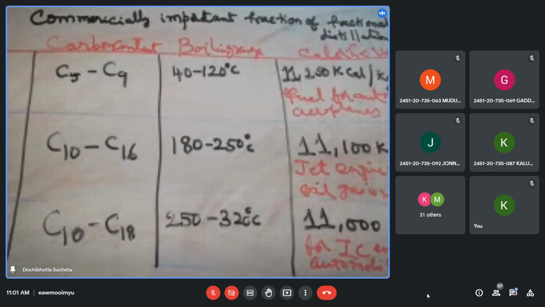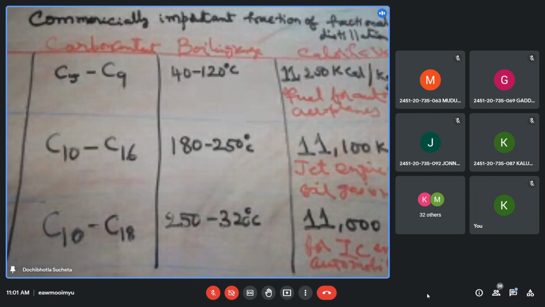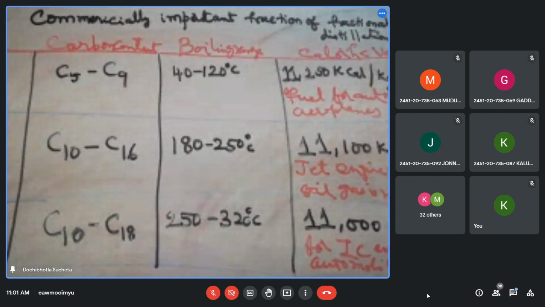Now I'll move to the next very, very important topic, that is cracking. Before I start explaining cracking and what was seen in the video, I have to tell you certain points. The petrol we get from fractional distillation of crude oil or petroleum is not at all sufficient for our applications. It caters only to 20% of the requirement. Now you can imagine how much the world revolves around crude oil, and particularly petrol.